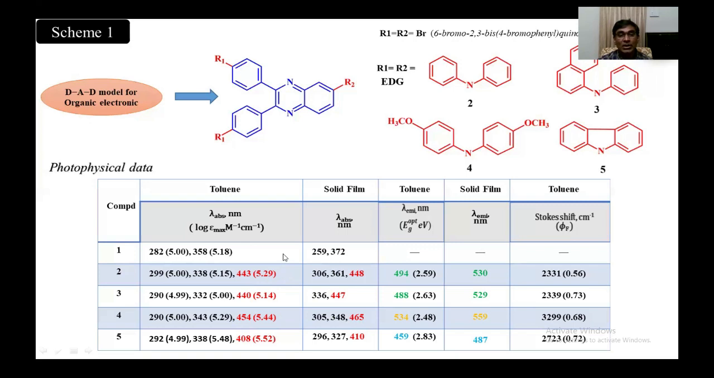In case of solid film, again, see in case of this central molecule, the effect is seen where we add this donor.